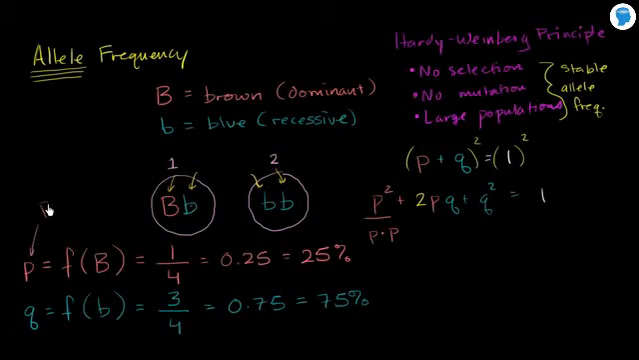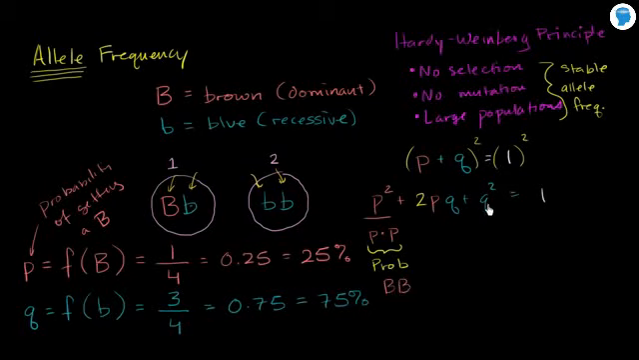So the probability of getting, let's just write it that way, a capital B, a dominant brown allele. So what's P times P? That's the probability of getting 2 dominant alleles. Or another way of thinking about it, this is the probability for someone in the population to be homozygous dominant. So it's the probability of someone being capital B and capital B.